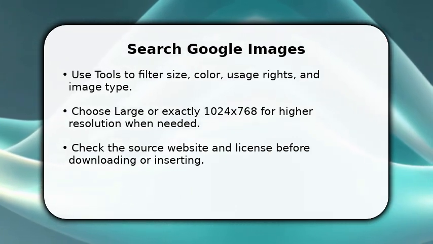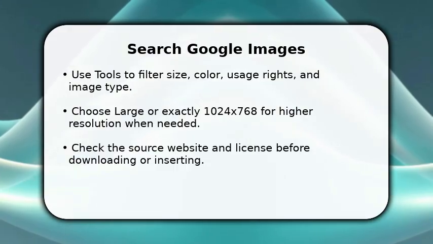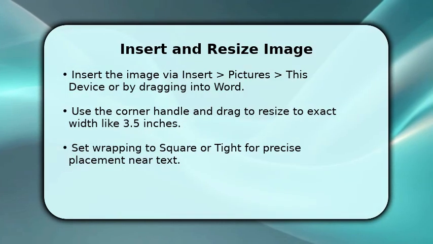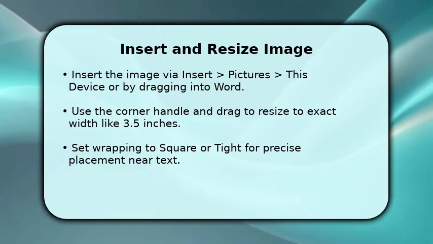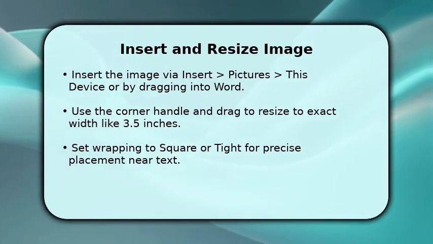Download the image to your device using the Download button or right-click Save. Open your Word document and place the cursor where the image should appear. Insert the image via Insert, Pictures, This Device, or by dragging it into Word.